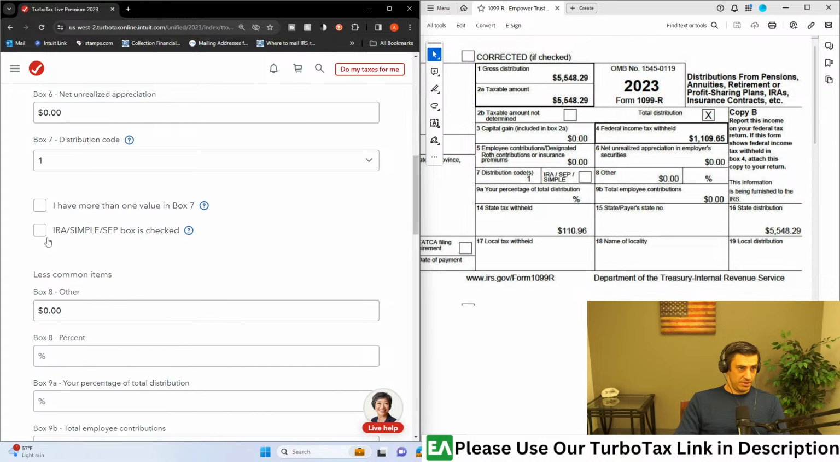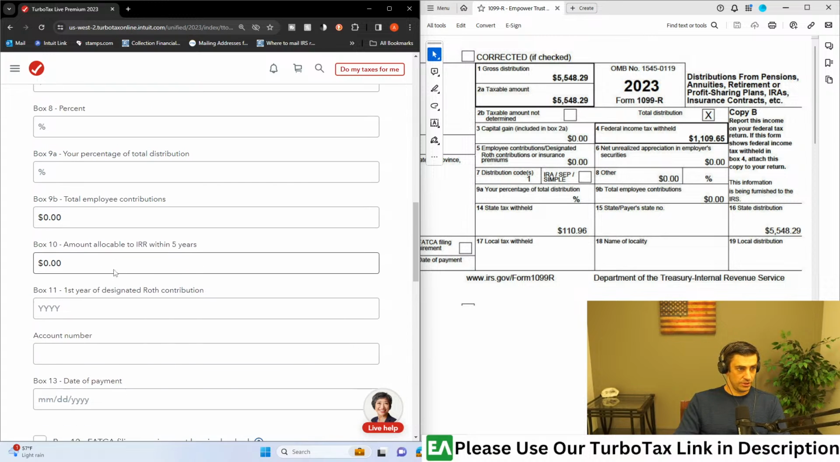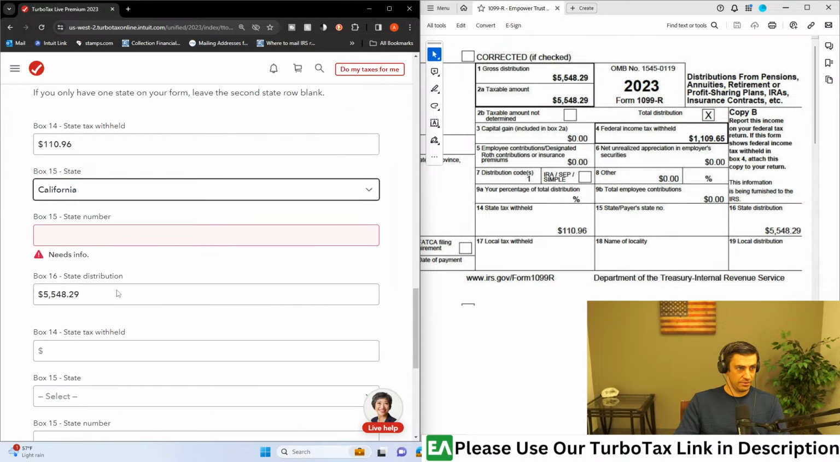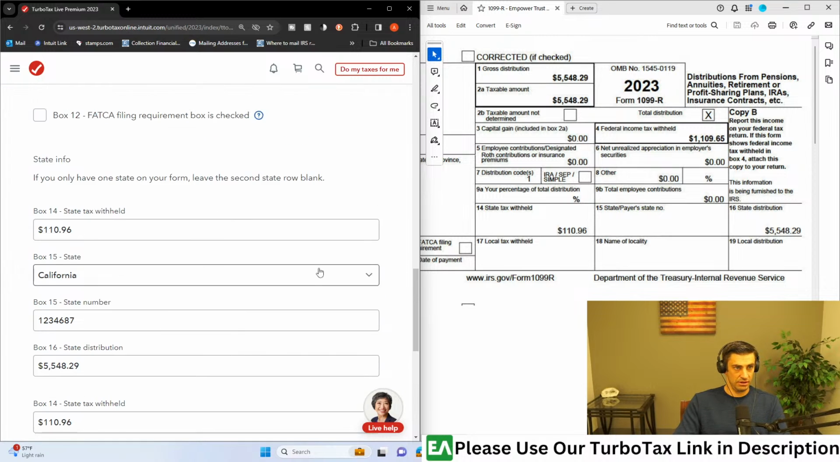Let's make sure we're not missing anything else. Okay, these all are looking good. Box 14 is really where the next one is. Select a state. We'll say California. Select a state number. There it is. And there we go. And how much we withheld. I did not get that. Look at it. See, it missed that. We have to put that in there. Say 0.96. Voila. All right, so we got everything.